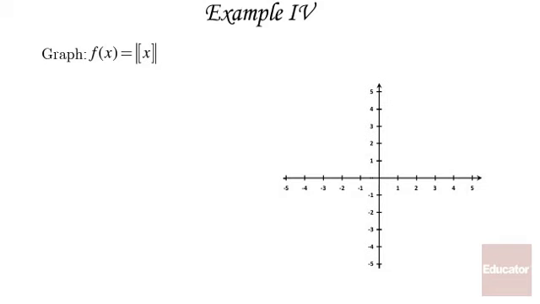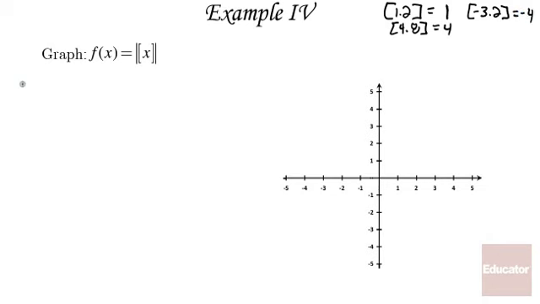Okay, this time in example 4, we have both greatest integer and absolute value in this function. Recall that for the greatest integer function, whatever's inside this bracket, let's say it's 1.2, it's asking for the greatest integer less than or equal to 1.2. In that case, this would be 1. Or if I had 4.8, it would be 4. For negative numbers, like negative 3.2, the greatest integer less than or equal to negative 3.2 is negative 4.